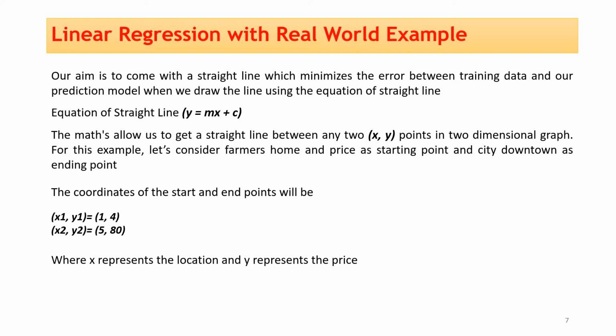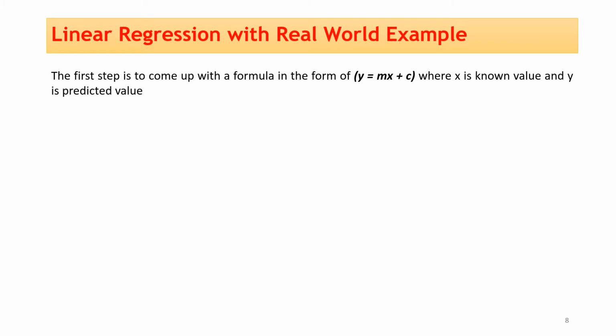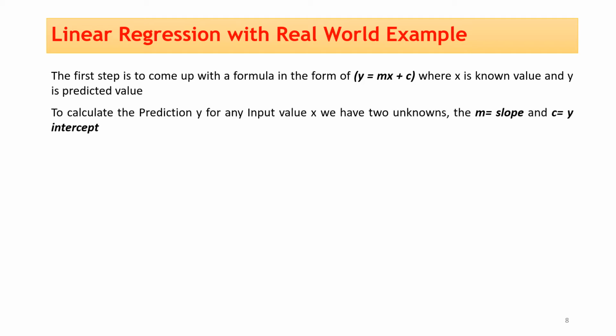Means x indicates the location and y indicates the price. Now the first step is to come up with the formula in the form of y equals mx plus c, where x is the known value and y is the predicted value. Now to calculate the prediction, that is y, for any input value, that is x, we have two unknowns. The first one is our slope, that is m, and the second one is our c, that is the y-intercept. Now we can calculate our slope, m, by using the formula change in y upon change in x, means change in predictions upon change in input values.